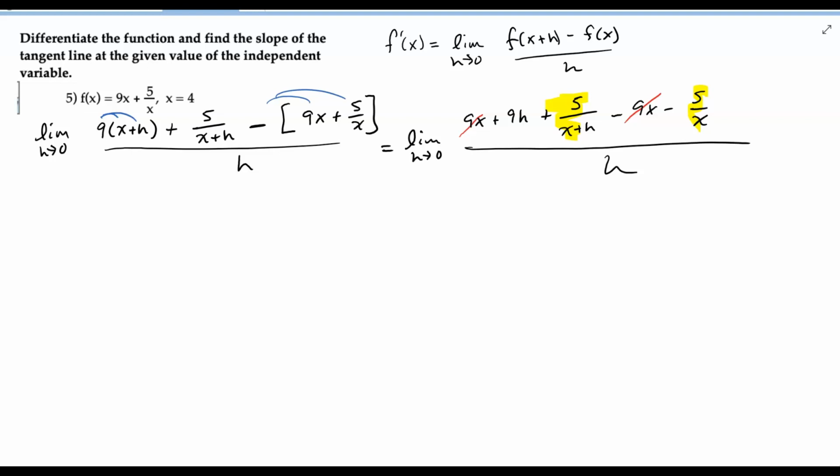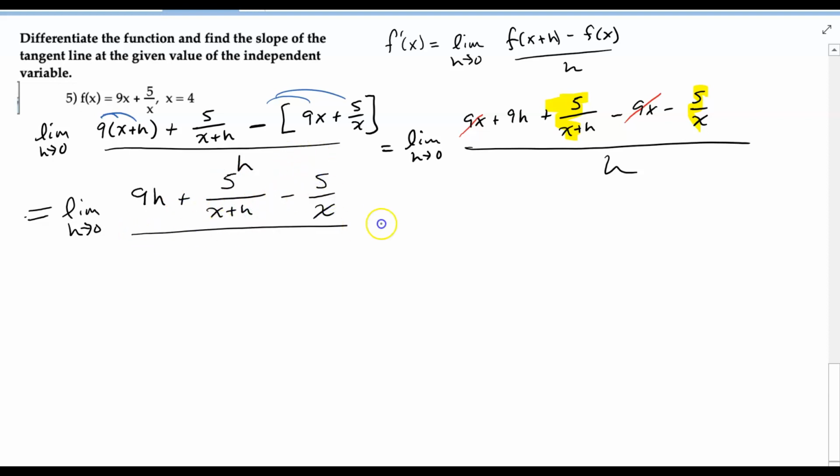But then you combine like terms. But in order to do that, you have to add the fractions. So let me rewrite that for you. The limit as h approaches 0. I have 9h plus 5 over x plus h minus 5 over x, all divided by h. And I think that looks good there. Yeah. So now what I need to do is find the common denominator. And that's just going to be the product of these two denominators. So whatever's missing is what I need to multiply by. And that's what's going on here. All right. So not much to it.